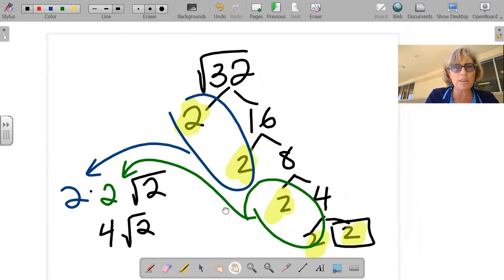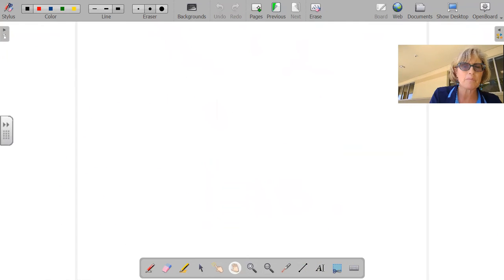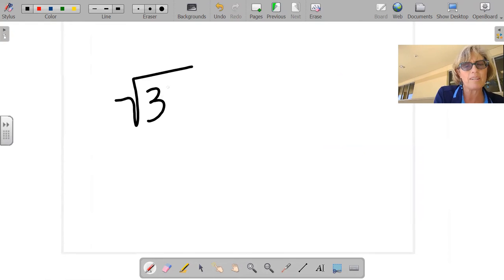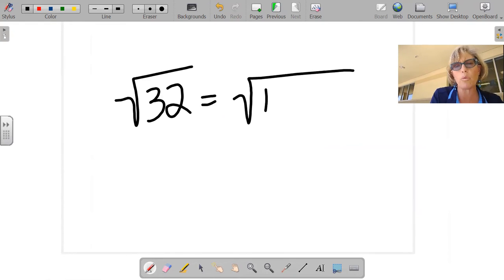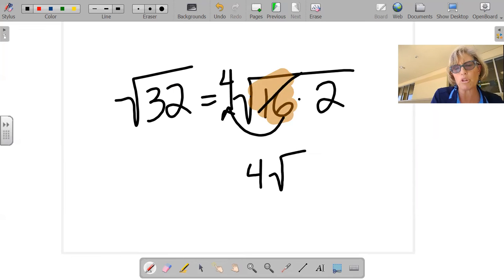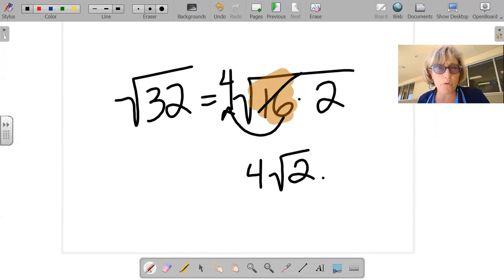Another way you could have looked at this is there is a perfect square in 32. You get a singular perfect square, which is 16 times 2. 16 is perfect. And you get 4 root 2. You can spot those perfect squares. That's kind of a shortcut, if you will.